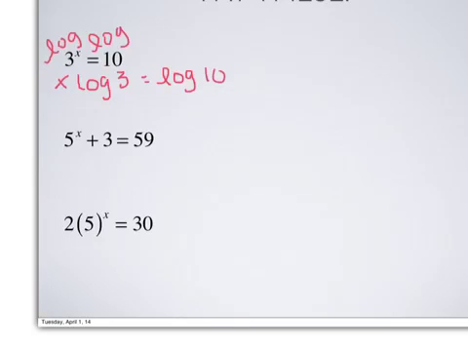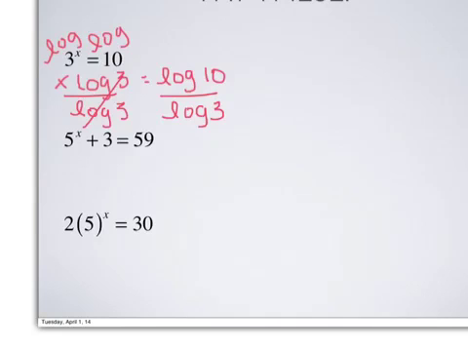So just log? Why do I like just common log, base 10? It's just regular log. Yeah, but why am I happy about that? Put it in my calculator, yeah. Yeah, I can put those in my calculator. So then from here, what would I do if I was trying to get x by itself? Divide by log 3, right? Divide by log 3.